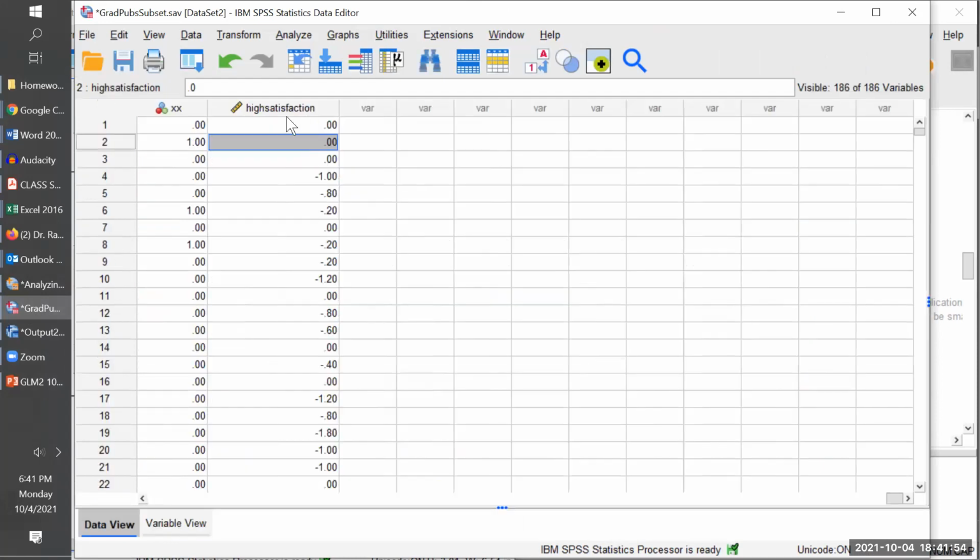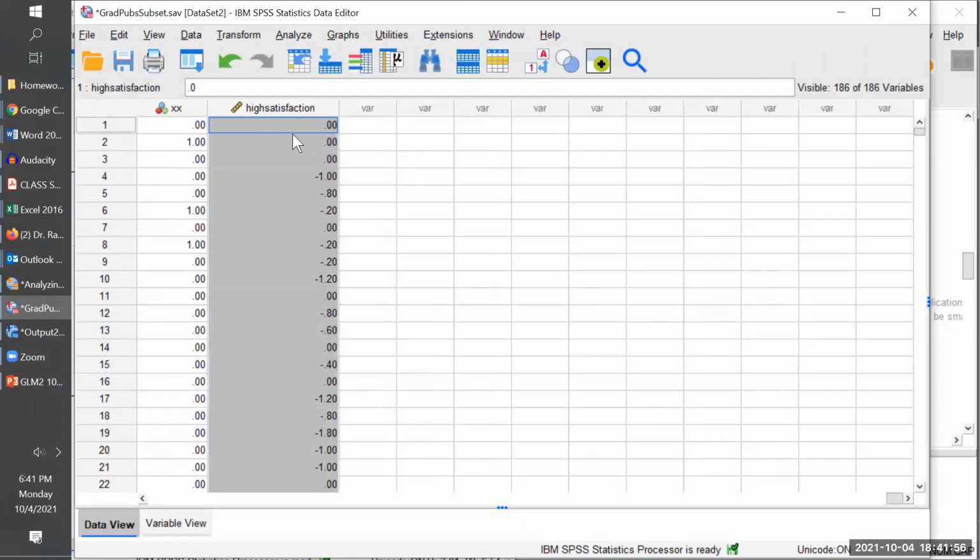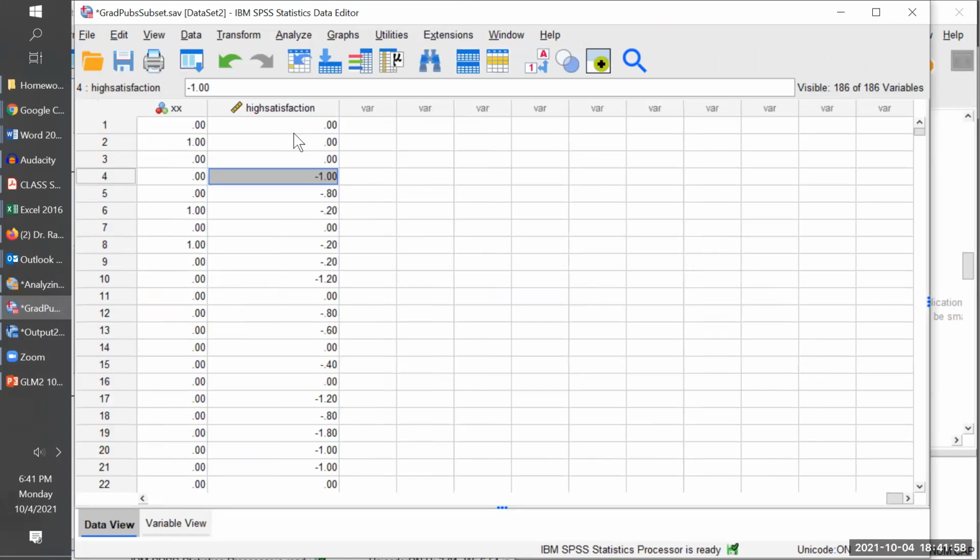So let's look at this. High satisfaction. See how the scores are 0, 0, 0, -1. So if it's -1, and all I did was take the original scores and subtract 3, what was this score before? 2. Yeah, I can't do the math about these. There's some number with a decimal here. 0, that means it was 3. If I find a -2, what would that have been? 1.